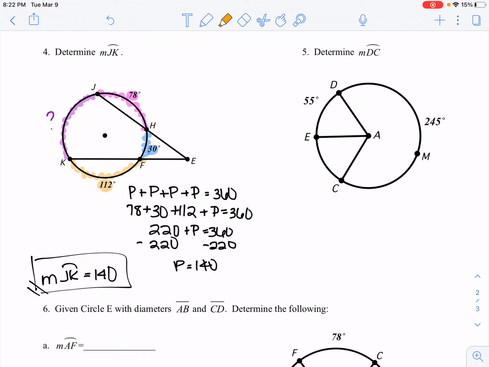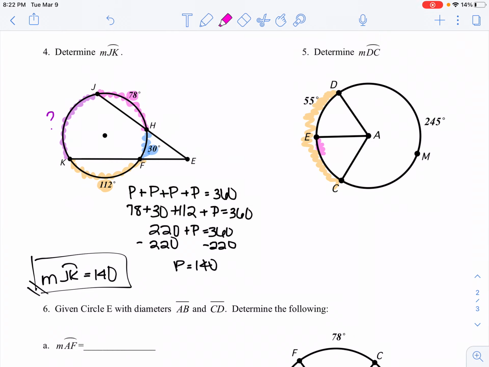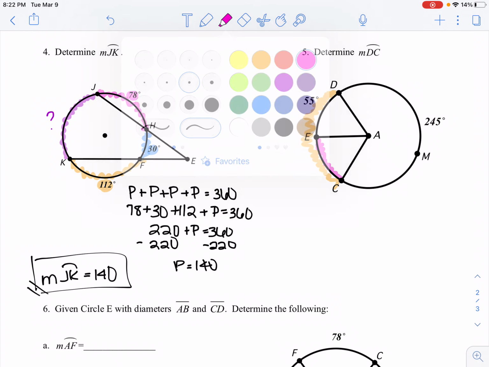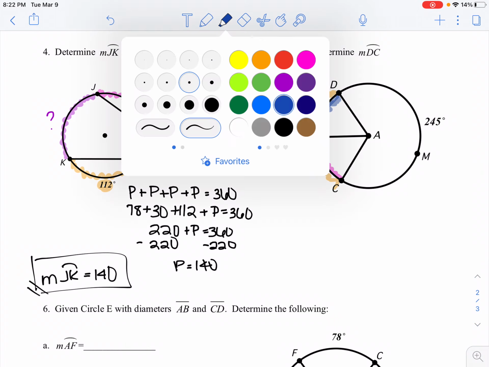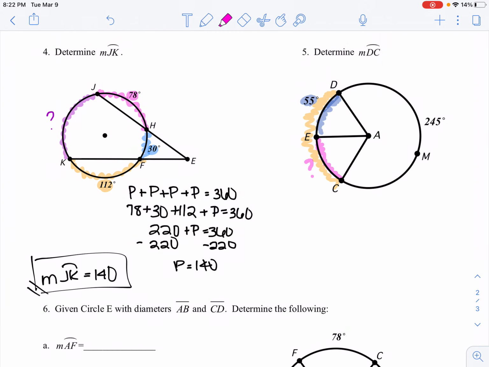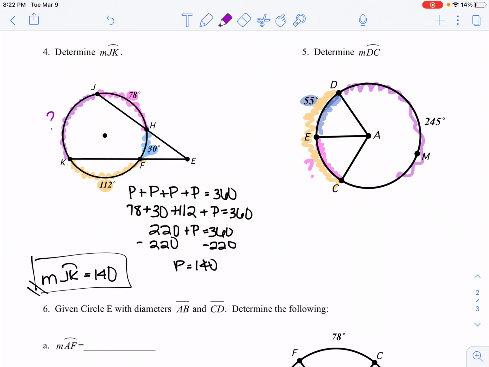All right, this one says determine the measure of arc DC. So let's look at that. That's D to C. That's from here to here. To find that measure of arc DC, I need this missing piece here, EC. So before I focus on the part that I highlighted in orange, let's just focus on the other part. I know the measure of arc DE is 55. I know the measure of arc EC is unknown. And I know the measure of arc DMC is 245. So go ahead, pause the video, set up your equation, and see if you can find the measure of arc EC first.